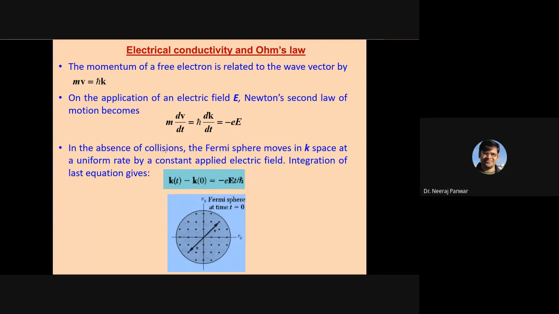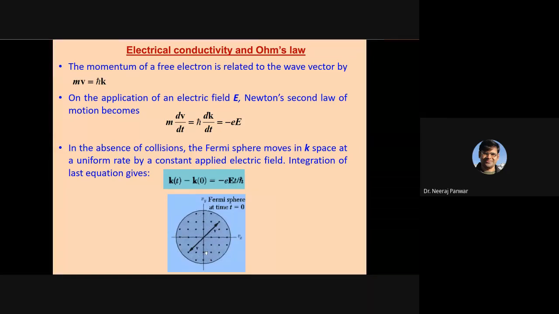In the absence of collisions, the Fermi sphere moves in k space, because the force of this electric field is going to accelerate the electron gas. If there is no collision present, then this Fermi sphere will move at a uniform rate under a constant applied field. If the applied field is constant, it will produce a uniform speed, and therefore, if collisions are not present, this Fermi sphere is going to move at a constant speed.